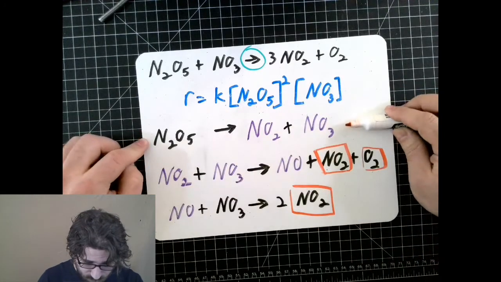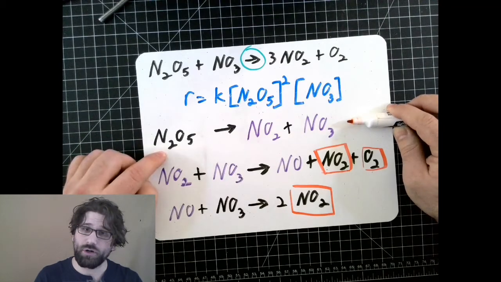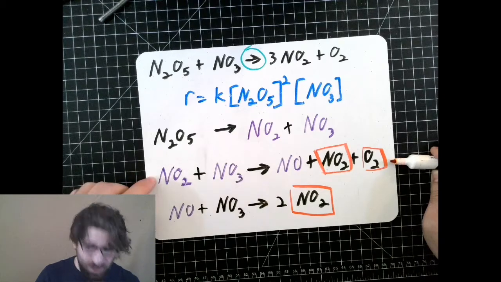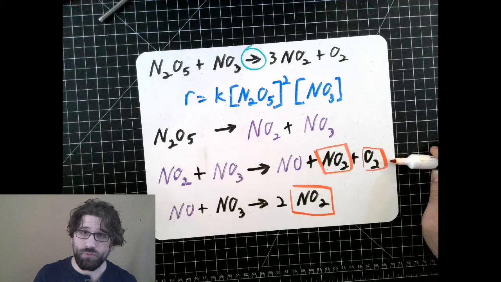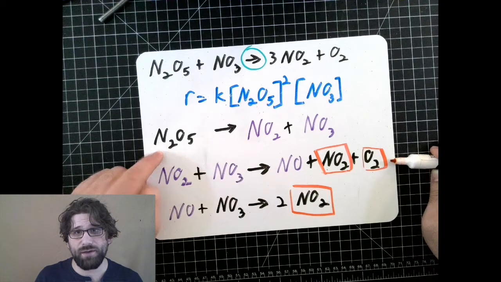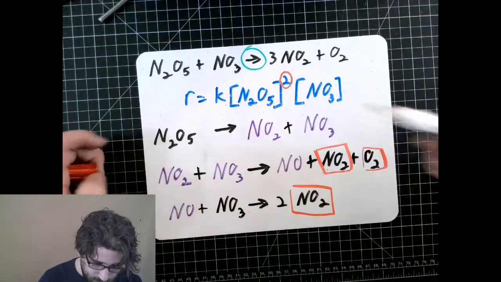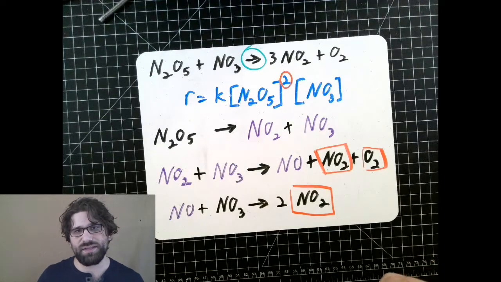So the rate law for just this single step should be a first order N2O5. The rate law for this single step should be first order NO2 and first order NO3, which combined would make another first order N2O5. So from these 2 steps, we see that we actually doubly depend on the N2O5. That's how this is able to make sense.